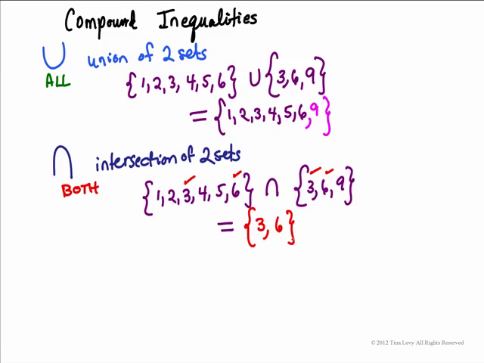There are words that we're going to use with our set notation that indicate a union, and that word is the word or. When you see the word or, that means union, and for intersection we look for the word and.